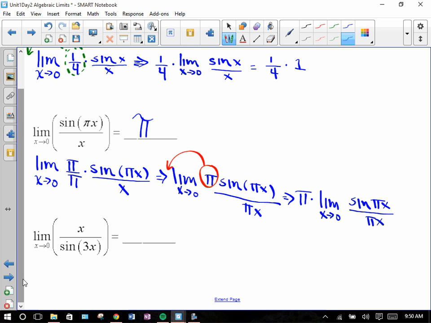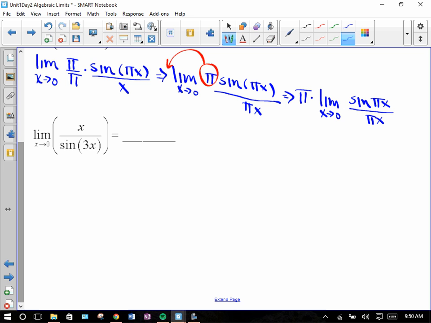The only way I can get a 3 up there is if I do what I did here. I multiplied by pi over pi because I needed to get a pi in the denominator. Now I need to get a 3 in the numerator. So what would I multiply by? 3 over 3, because it has to be equal to 1. So I have the limit as x approaches 0 of 3 over 3 times x over sine 3x. That's going to give me the limit as x approaches 0 of 3x over 3 times sine 3x.